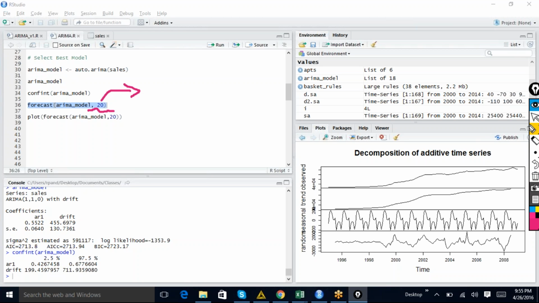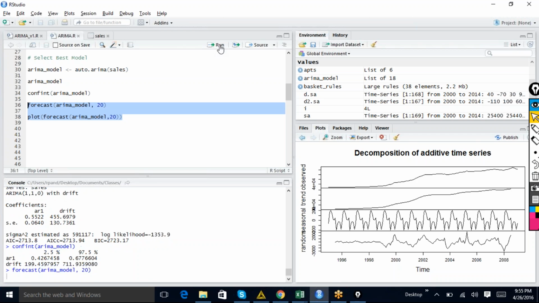The model we have built is the ARIMA model. So what we are saying is use this ARIMA model and do a forecast for 20 time periods and plot this forecast as well, right? So let me go ahead and run all of them. We have already done it, and we will just do the forecast.